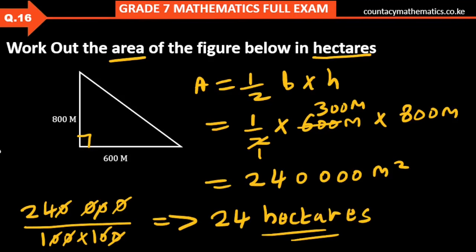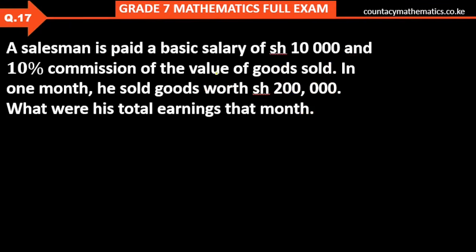So you see, we've dealt a bit with area. Let's now deal a bit with some finances and calculations to do with money. And we have a question that is asking about that. We are told that a salesman is paid a basic salary of shillings 10,000 and 10% commission on the value of goods sold. The question goes ahead and tells us that in 1 month he sold goods worth shillings 200,000. What were his total earnings for that month?